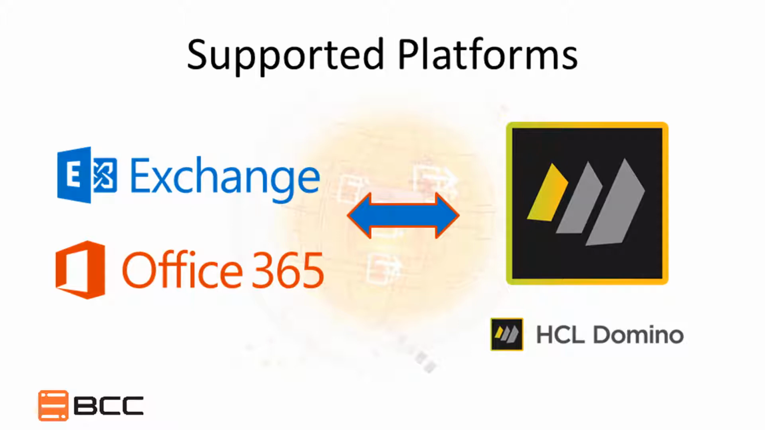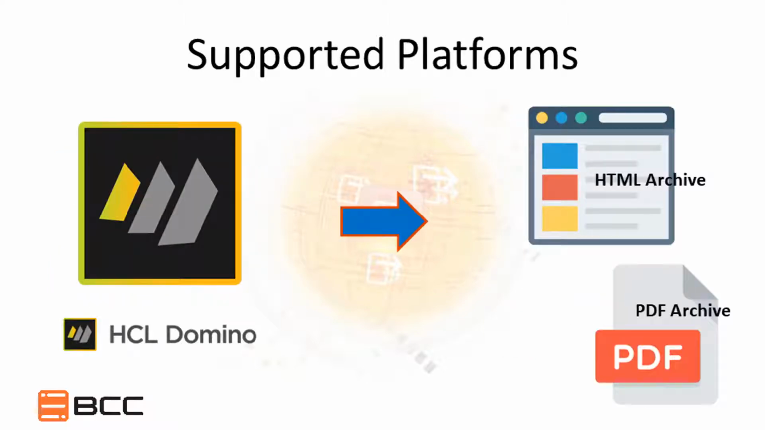Current supported platforms are as follows: Microsoft Exchange, Microsoft 365, and HCL Domino. Migration paths are from HCL Domino to Microsoft platforms, Microsoft platforms to HCL Domino, and Microsoft to Microsoft, including tenant-to-tenant migrations. MME is also able to actively archive HCL Domino mail and applications to HTML or PDF, allowing an active archive of data. Google Mail is also on the roadmap for a future release.